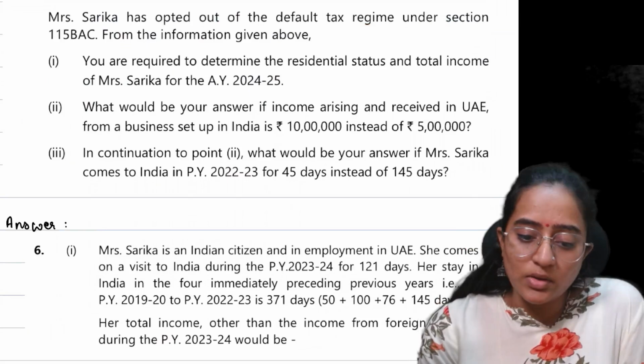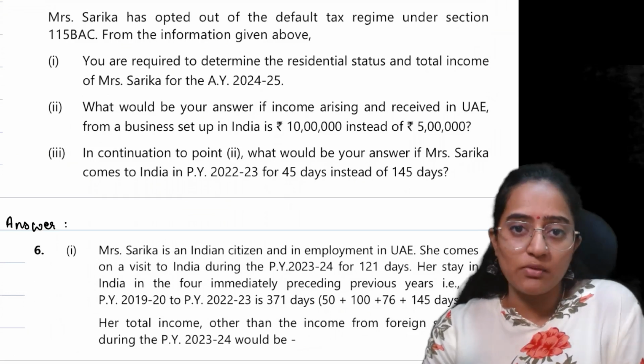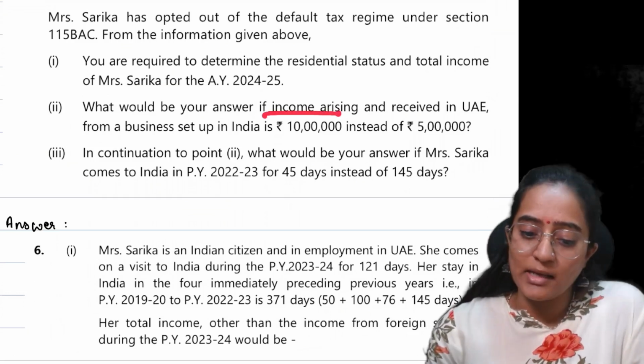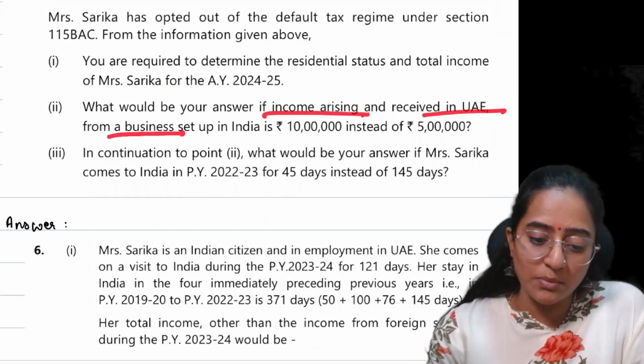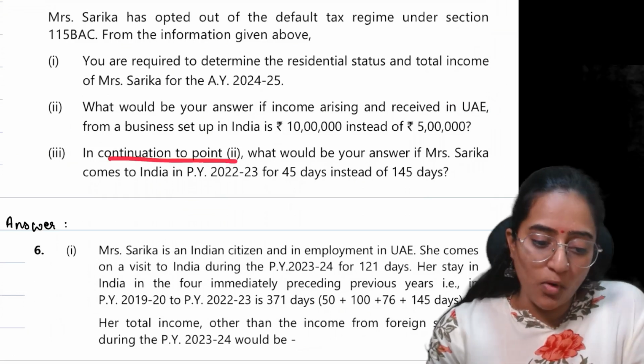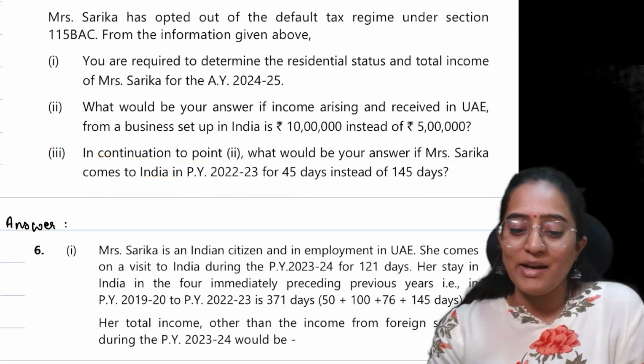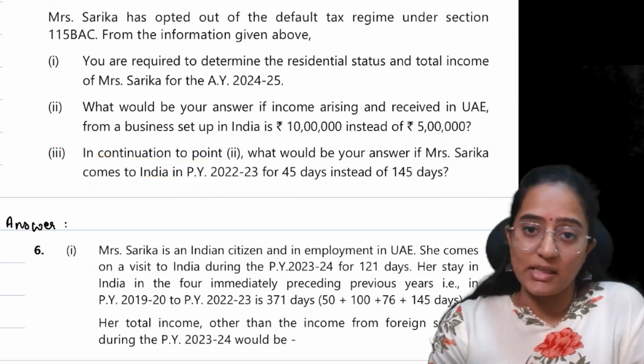You are required to determine the residential status and the total income of Mrs. Sarika for AY 24-25. What would be your answer if income arising and accruing in UAE from the business set up in India is 10 lakh instead of 5 lakh? In continuation, what would be your answer if Mrs. Sarika comes to India for 45 days instead of 145 days?